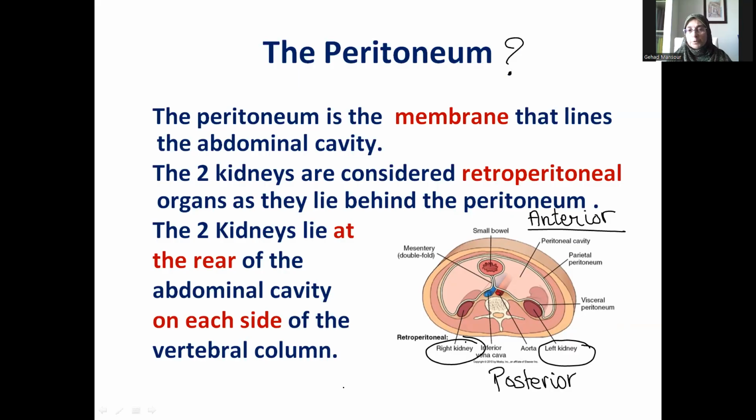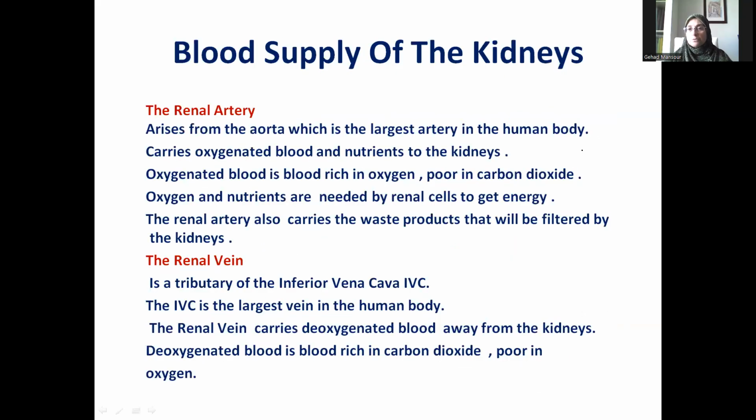And there is an important question here, which is why the kidneys are considered retroperitoneal organs, because they lie behind the peritoneum, outside the peritoneal cavity. We talked before about the blood supply of the kidney, the difference between the renal artery and the renal vein. And there is an important difference that we haven't mentioned, that the renal artery is a branch of the aorta, whereas the renal vein is a tributary of the inferior vena cava.